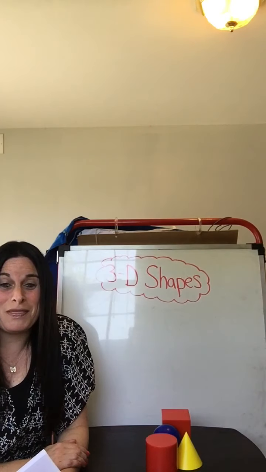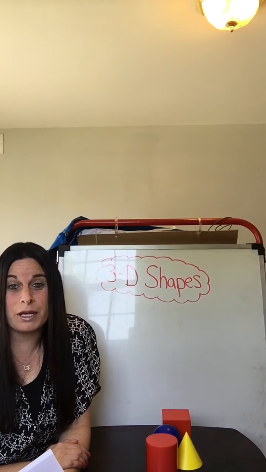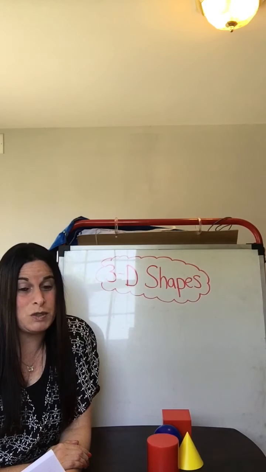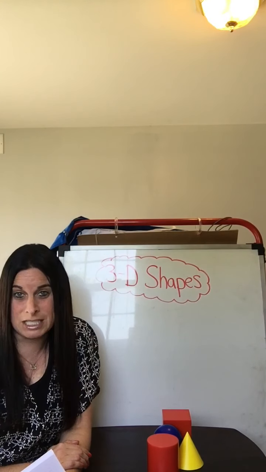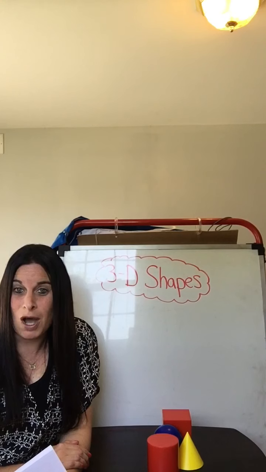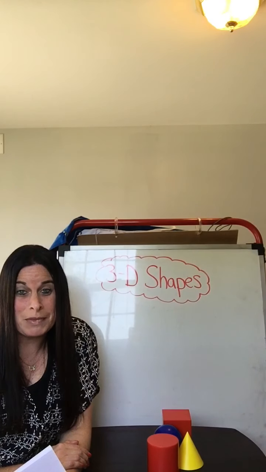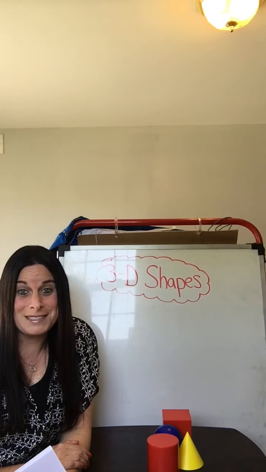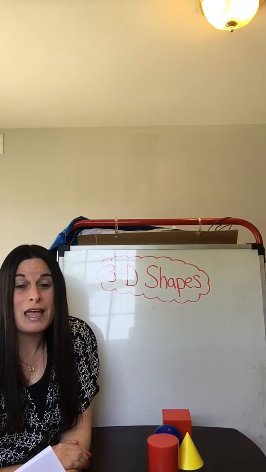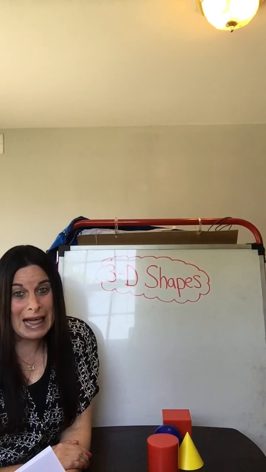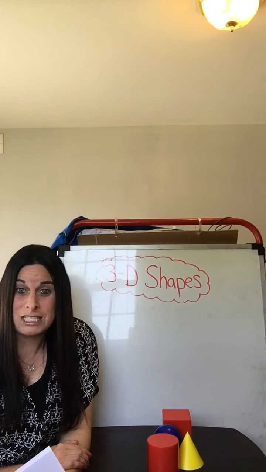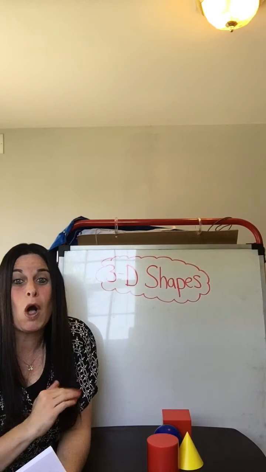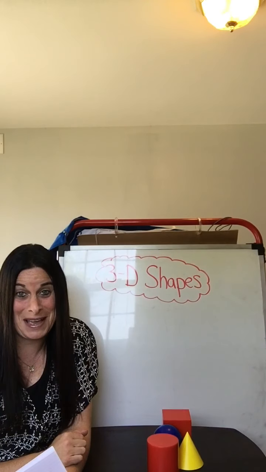So let me tell you about the shapes and some of the vocabulary words that we're going to talk about today. First of all, the difference between 2D shapes and 3D shapes. Remember, we were talking about 2D shapes before. Squares, circles, rectangles, hexagons. 2D shapes are flat. Now 3D shapes are special because that means three-dimensional. I can see them all the way around, okay?